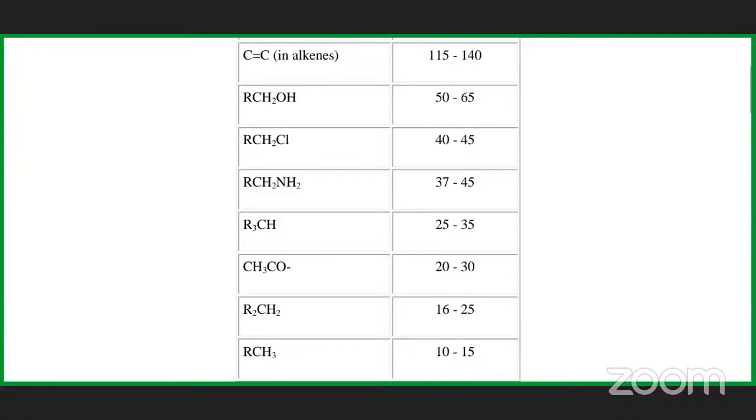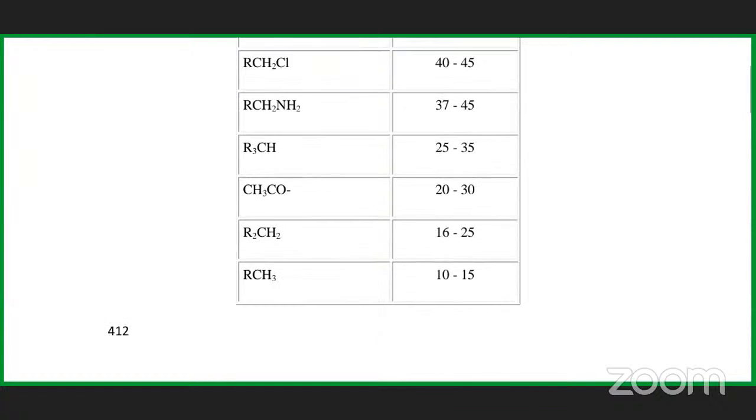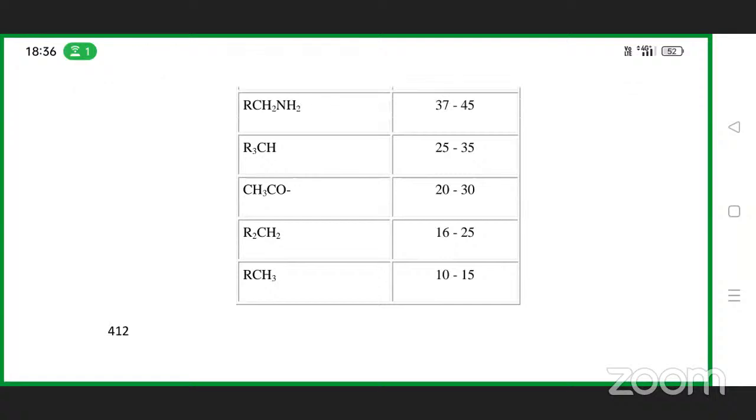Generally the alkanes appear in a very short range of delta values. The acetyl group here appears in the range of 20 to 30. And the secondary carbon, R2CH2, appears in the range of 16 to 25. So you will have an idea about primary, secondary, tertiary.